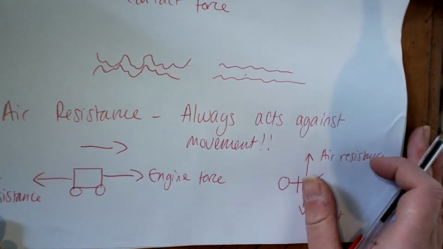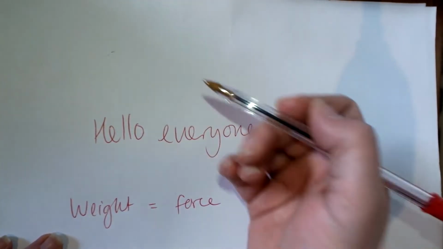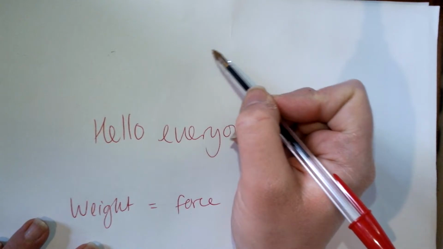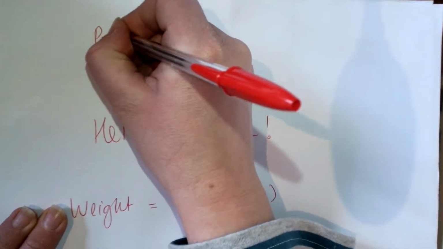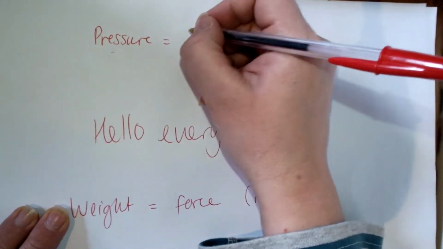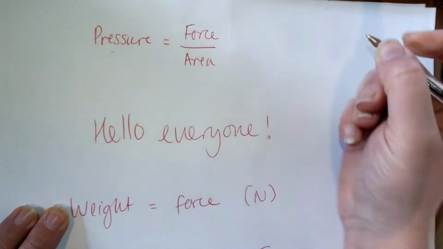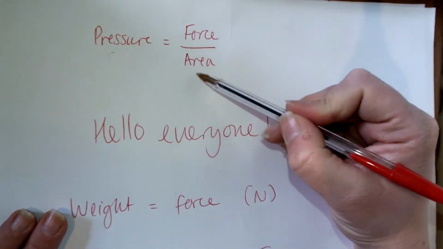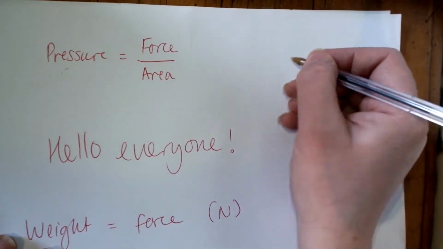Lastly, I'm going to have to go back up here. The last thing that we haven't really got a grip on is this thing here, pressure. Pressure is worked out by doing the force that's applied divided by the area on which that force acts. So we talked, if you remember, about the bottoms of shoes.